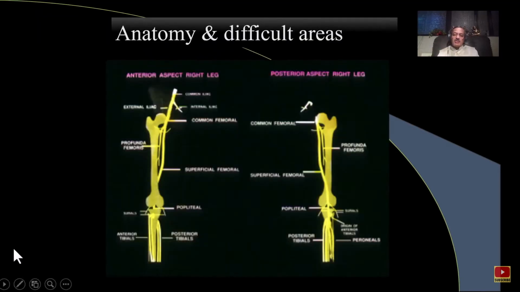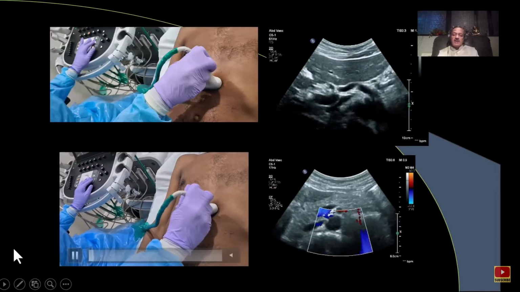So remember the anatomy again. Of course, we start with the aorta, then iliacs, and the femoral artery. Now, some areas are difficult. For example, the iliac bifurcation can be difficult. The adductor canal can be difficult. The trifurcation of the popliteal artery can be difficult. But we'll see how to overcome these difficult areas.